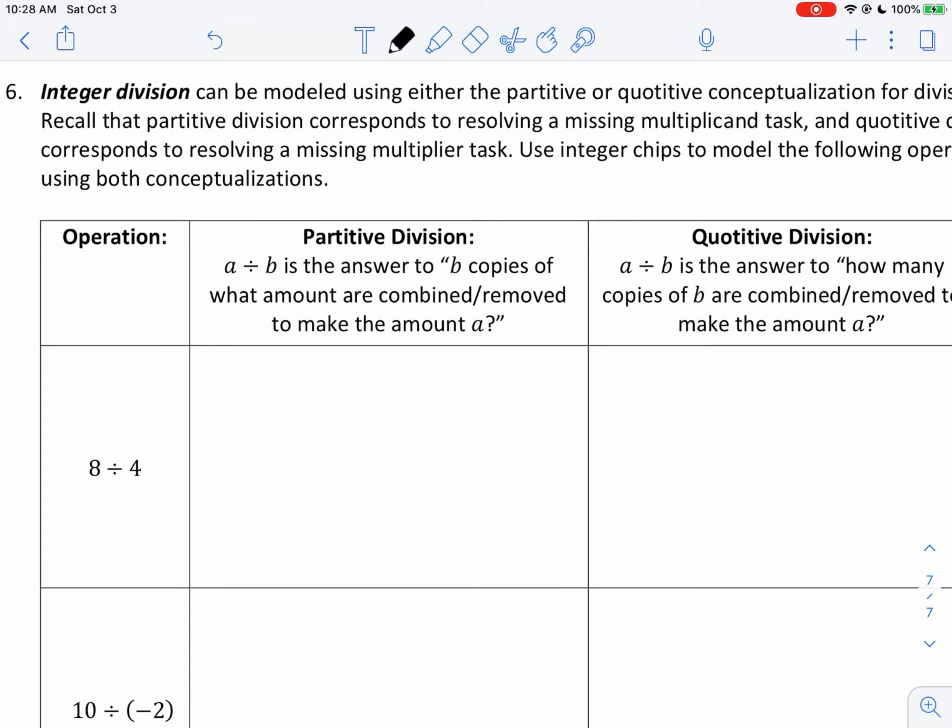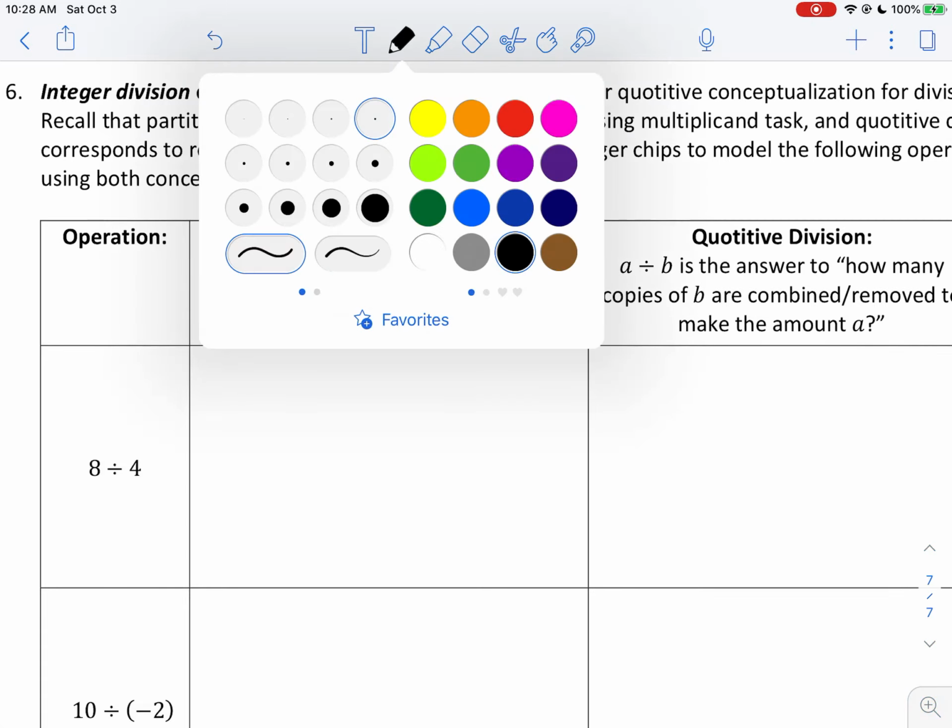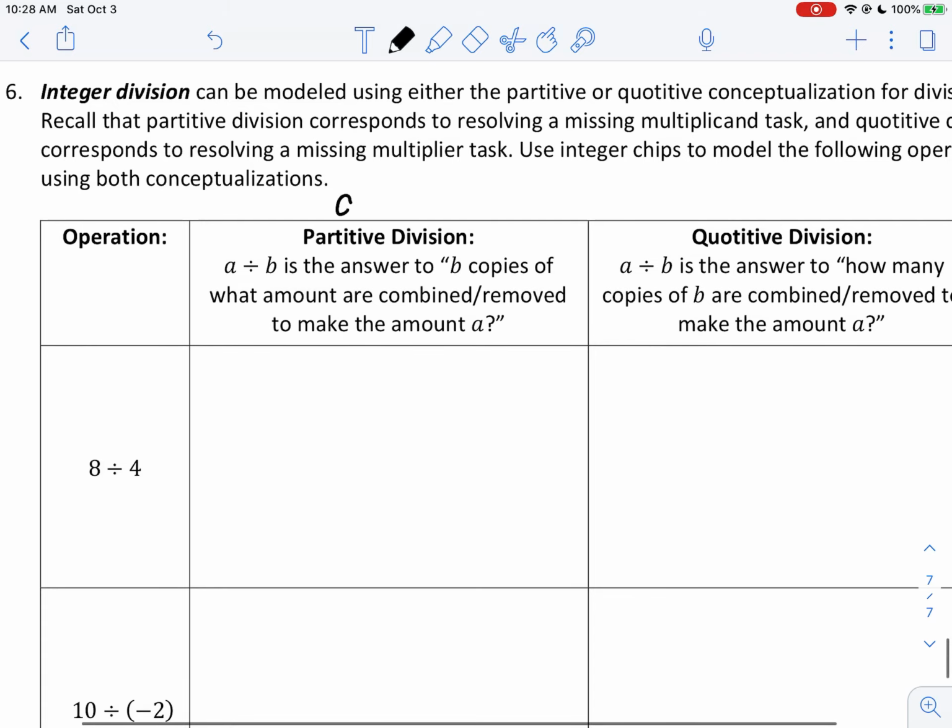As a reminder, partitive division is the missing multiplicand model for division. So we know the number of copies, we don't know how much there is per copy, and we know the resulting amount. And the goal is to find the missing multiplicand. So you interpret A divided by B as the answer to B copies of what amount. So the what amount is the multiplicand.